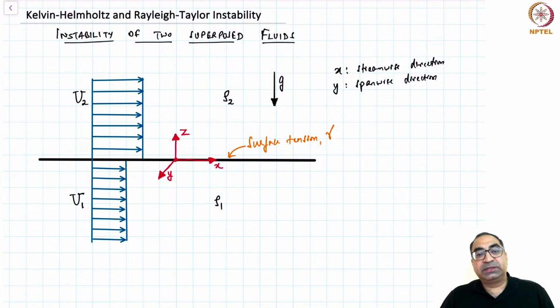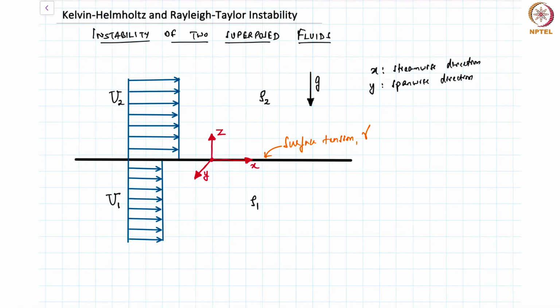We will then analyze the dispersion relation for various classes of problems. For example, the general setting has different velocities, different densities, gravity, and surface tension. We could basically make several special cases from the general problem that we'll solve. We'll begin by first writing down the base state.